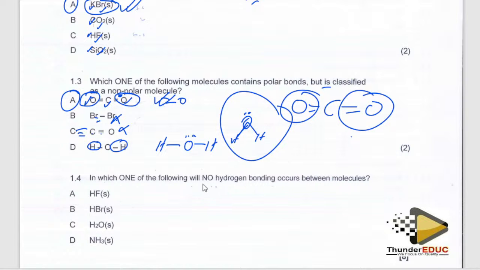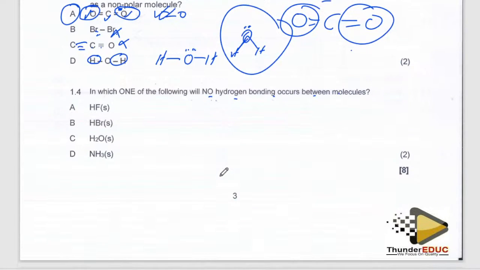Which one of the following is non-hydrogen bonding occur between the molecules? Hydrogen bonds occur in molecules which are highly electronegative. If you look at this, it is highly electronegative, highly electronegative, highly electronegative. This one is electronegative, but not that much. Hence, this is going to form hydrogen bonds. This one is also going to form hydrogen bonds. This one is going to also form hydrogen bonds. So the most correct answer becomes that. So B becomes the answer.